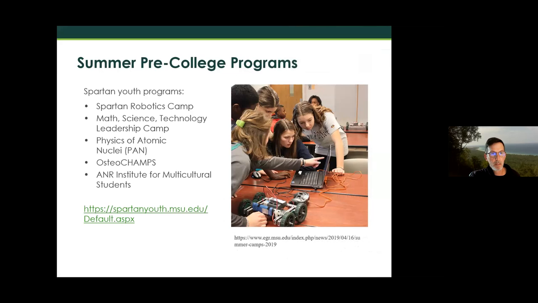One hugely popular informal education setting for K-12 audiences is MSU's extensive summer pre-college programming for youth. Some examples of Spartan youth programs from engineering are the Spartan Robotics Camp, the Math, Science, and Technology Leadership Camp, Physics of Atomic Nuclei, OsteoChams, and the ANR Institute for Multicultural Students. You can find out about many more of these at the Spartan Youth website at MSU.